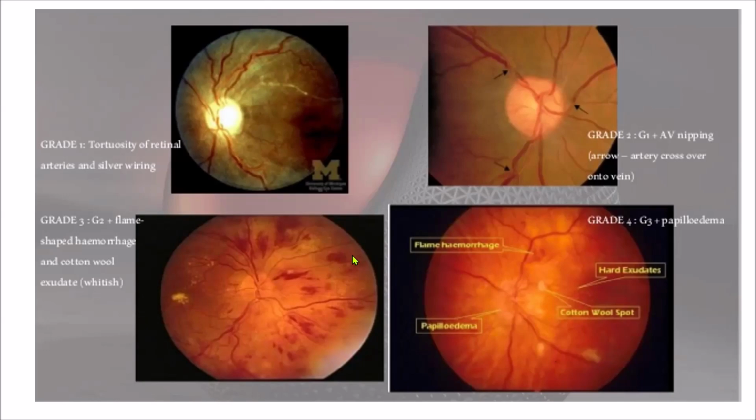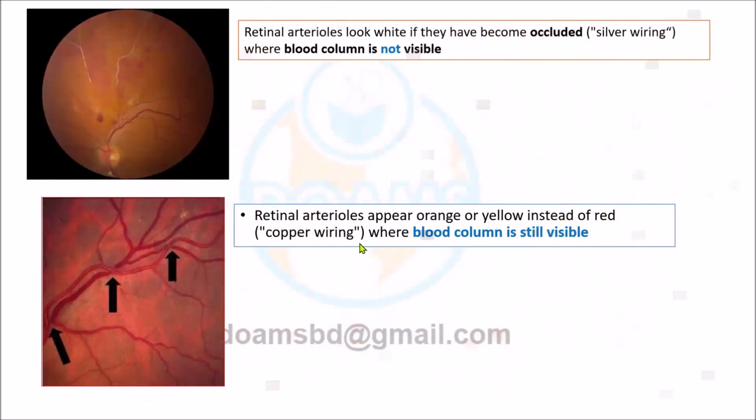Any query now? No, possibly. And as a bigger picture to show you, this is the silver wiring, and the lower one is copper wiring. You see copper wiring. In the middle there is a white line. It is called copper wiring. The whole whiteness is silver wiring. So the blood column is visible here, but in silver wiring, the blood column is not visible. This is the difference.